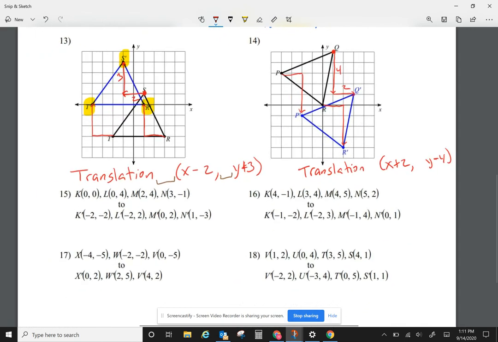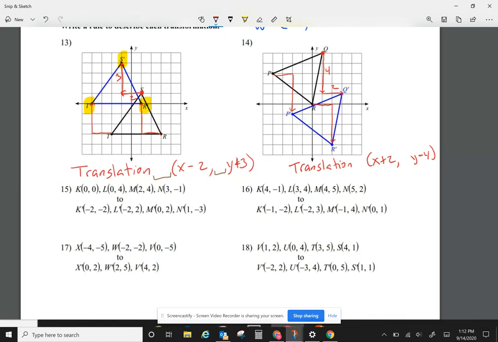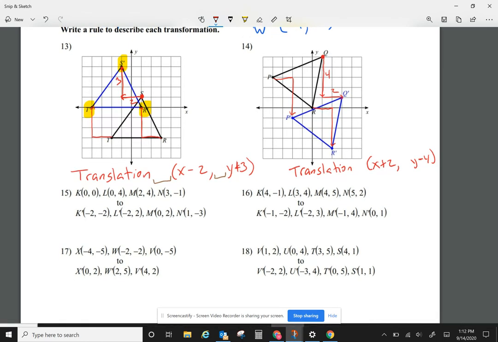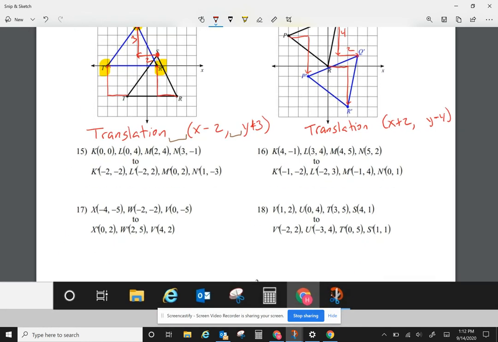All right, 15 through 18, this is where we're going to struggle a little. The instructions are still the same. Write a rule to describe each transformation. So to begin with, I have to write translation. I know it's translation because that's the only thing we're doing.